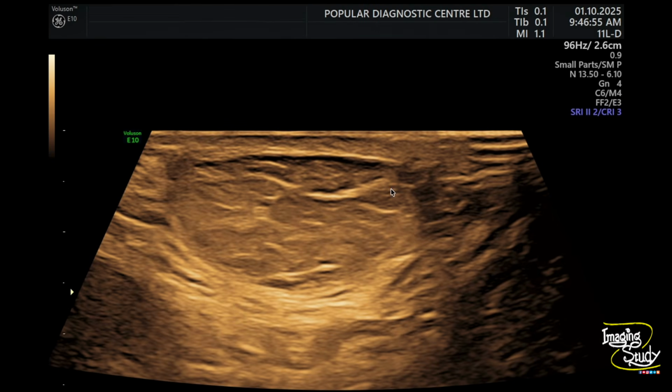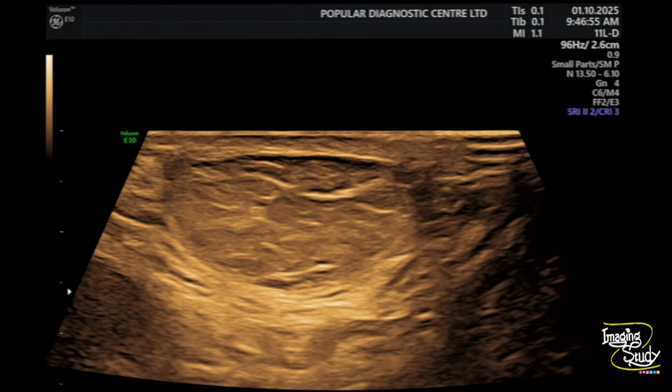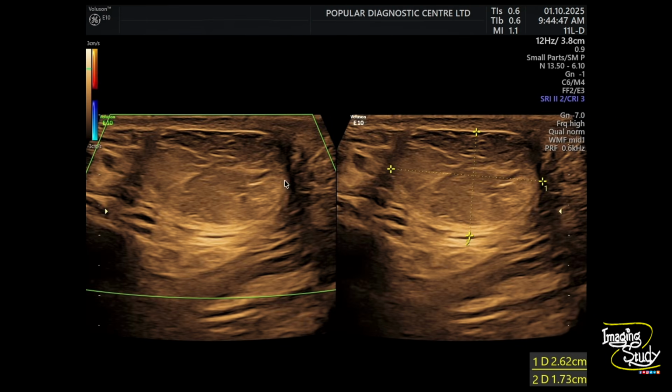Here's the picture. You can see this lesion with internal striations. Here's the color Doppler picture, and you can see the measurement. It's around 2.5 centimeters long, which is definitely palpable.